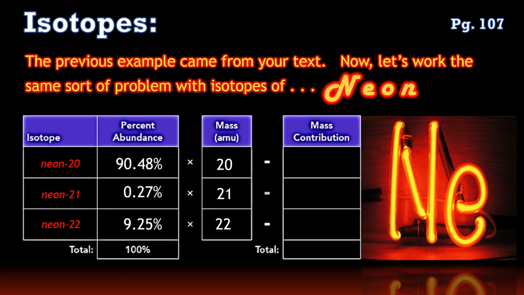So 90.48% would become 0.9048, and 0.27% would become 0.0027, and 9.25% would become 0.0925. And you'd multiply them by the respective masses, and that would be your contribution, and that would be that. Okay, so this is a typical mass average problem, and it shows how we get those numbers in atomic masses.